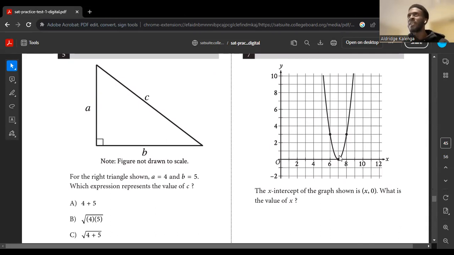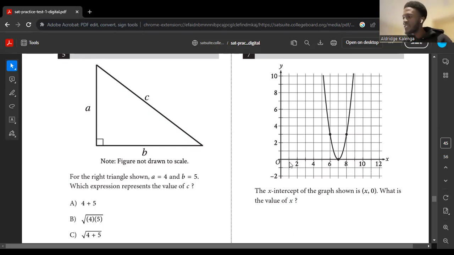The x-intercept is the point at which the graph intercepts or hits the x-axis, right? Which is here, y is equal to 0. So the x-intercept of the graph shown is (x, 0). What is the value of x? So this is the x here.